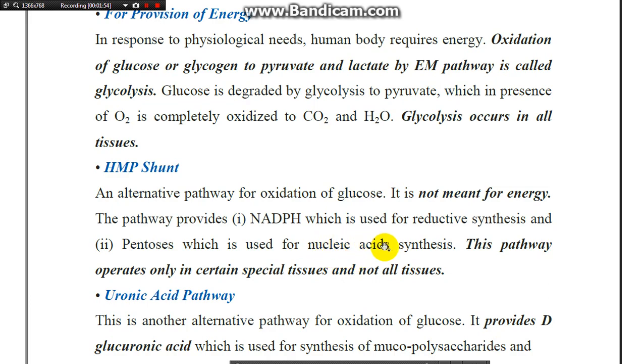نعرف أن الستركتشر أوف نيوكليك أسيد، مثل ما أخذته في الكورس الأول، consists of a nitrogenous base with pentose and phosphate group. This pathway operates only in certain special tissues، في أنسجة خاصة وليست في كل الأنسجة.